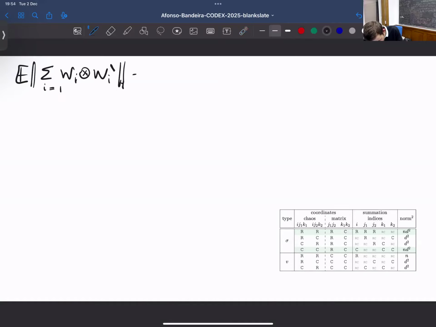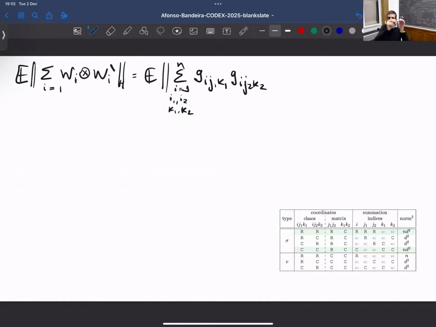Okay, let's write this. We just need to be brave. So what is this? This is the sum over i from 1 to n, and now I need j1, j2, k1, k2 from 1 to d. And what do I have? I have g_{i,j1,k1}, g_{i,j2,k2}. These are just my entries of the Wigner matrix, so I have n of them. So these indices run from 1 to d.